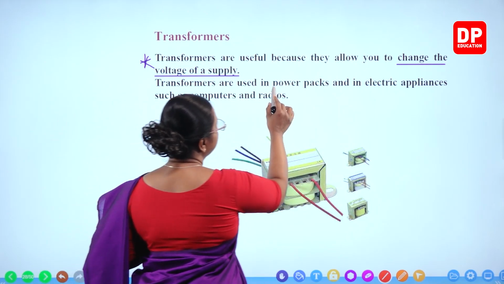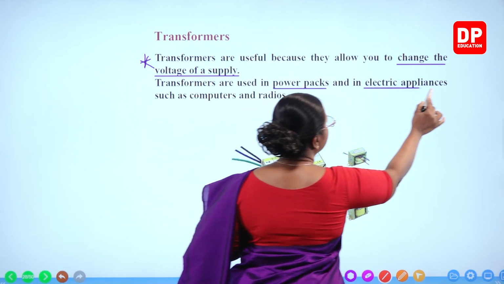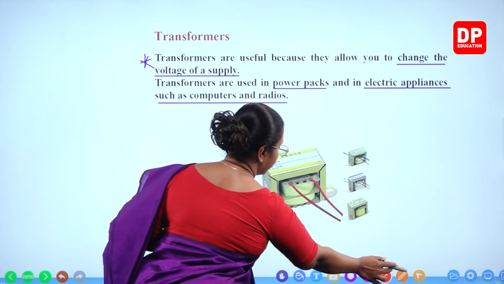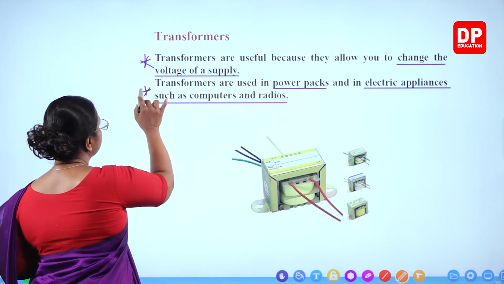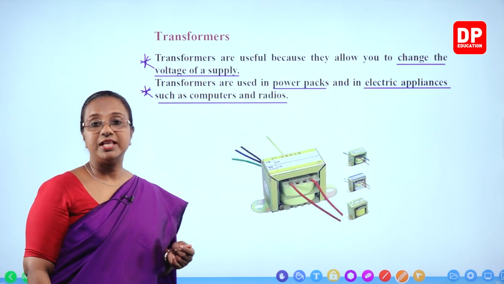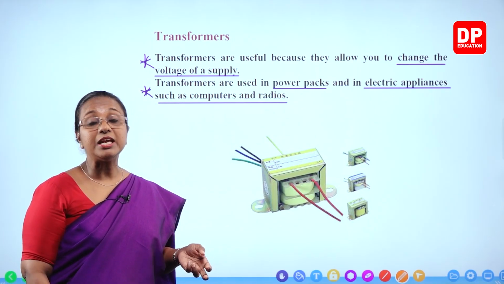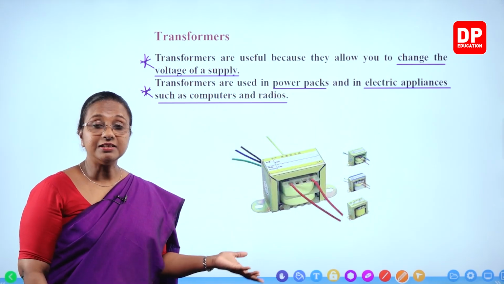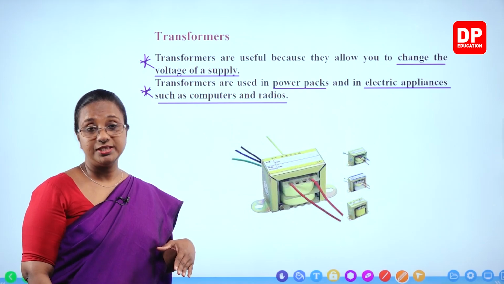Transformers are used in power packs and in electric appliances such as computers and radios. So in all these, there is a change in voltage supply depending on the requirement of the particular appliance. You need to either increase or decrease the voltage.